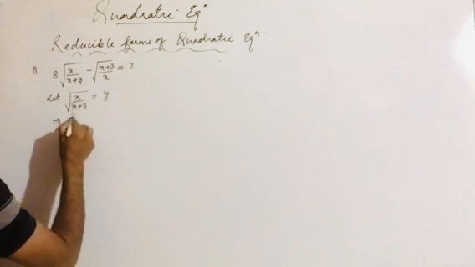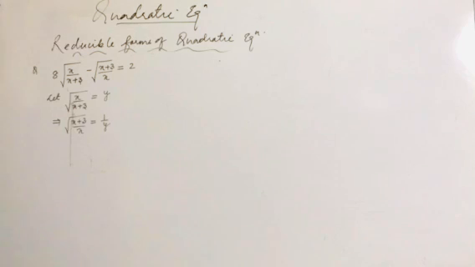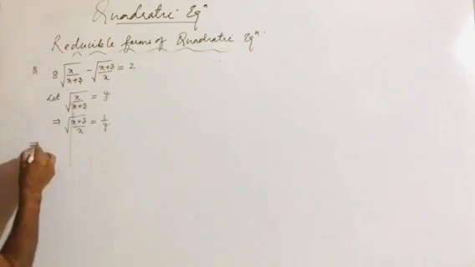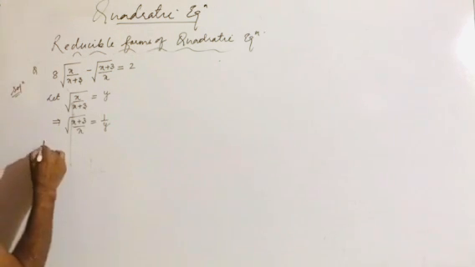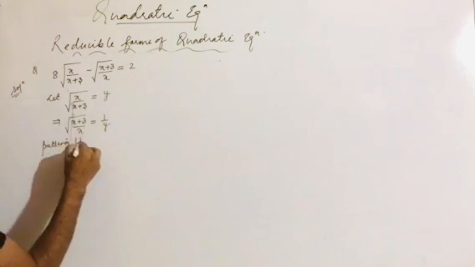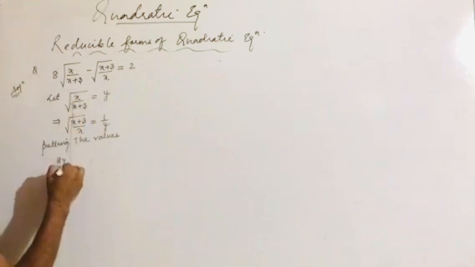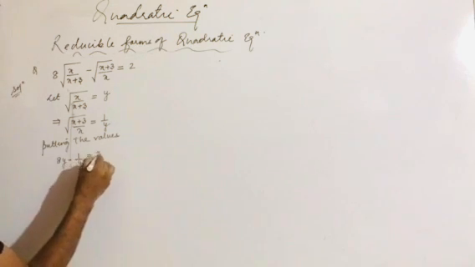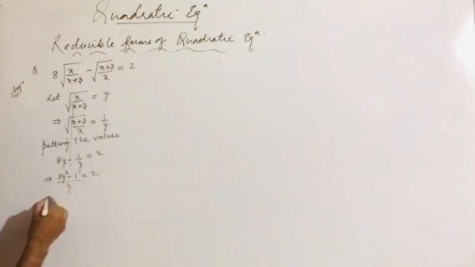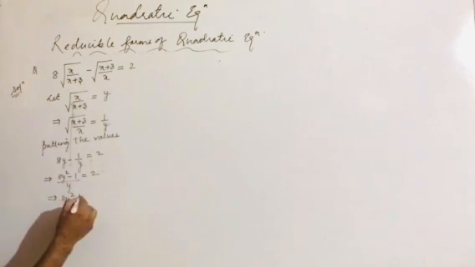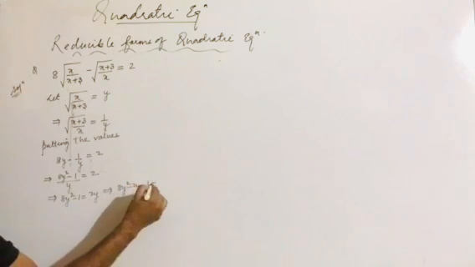So root under of x plus 3 divided by x will be just the reciprocal of that, which becomes 1 by y. Now if I substitute these values in the equation, putting the values, I get 8 times y minus 1 by y is equal to 2. Take the LCM, which is y, so this becomes 8y square minus 1 is equal to 2y, that is 8y square minus 2y minus 1 is equal to 0.